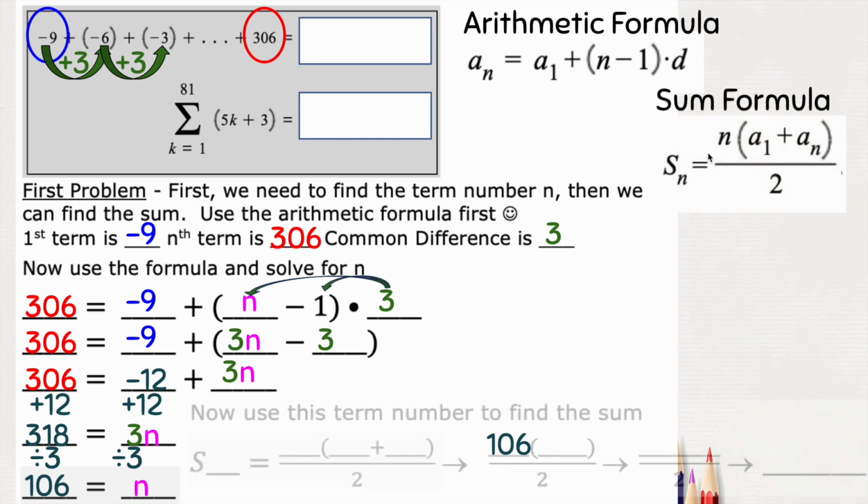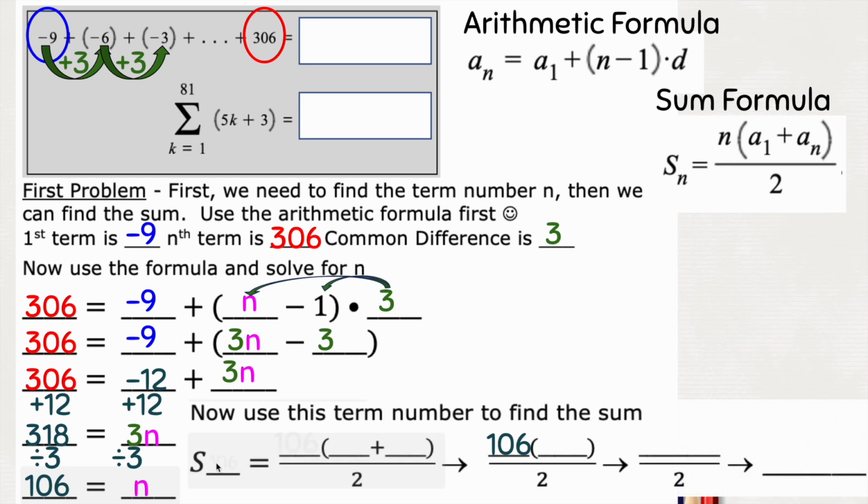So here's my sum formula. So now I can use the sum formula. Okay, so now I'm going to go for the 106th term, and I needed that. Remember, I need to know what term number I'm going for, not just what the term is, what the number is, because I know that's 306. I need to know what term number that was.